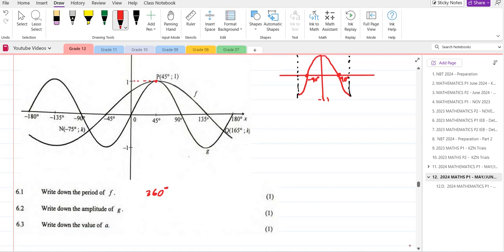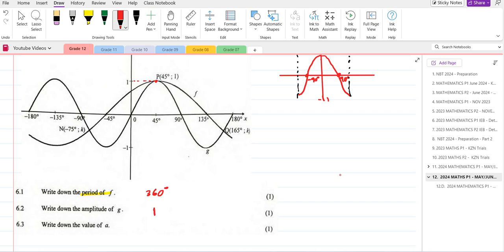Write down the amplitude of g. Because all we're doing with the cos graph is just shifting it left and right, the original cos graph, that's why the period is 360. Unless you have a cos 2x graph, then the period will be 360 divided by 2. Okay, so far the period is just 360. Anyways, the amplitude of g, remember, is just 1.